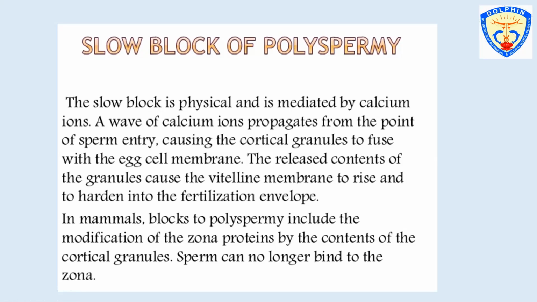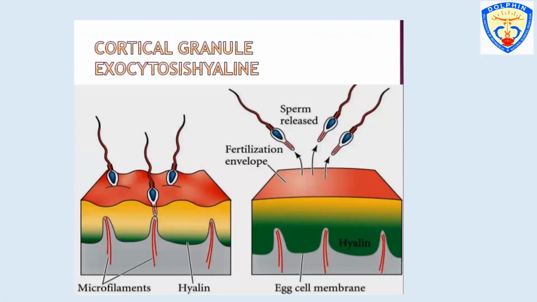fertilization envelope. Talking about the mammals, the block to polyspermy includes the modification of the zona proteins by the contents of the cortical granules. Sperms can no longer bind to the zona membrane. This is the structure; you can see the cortical granule exocytosis and hyaline. There are various microfilaments present and hyaline is present, and we can see there is entry of only one sperm. The rest of the sperms are not allowed to enter.